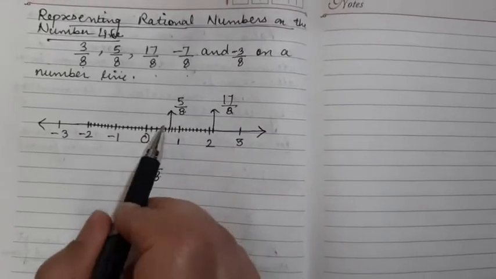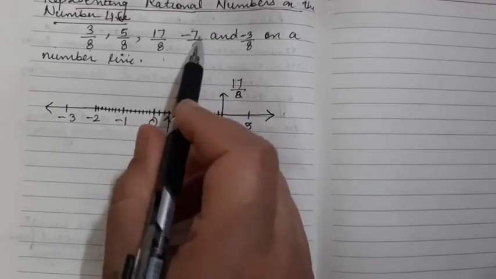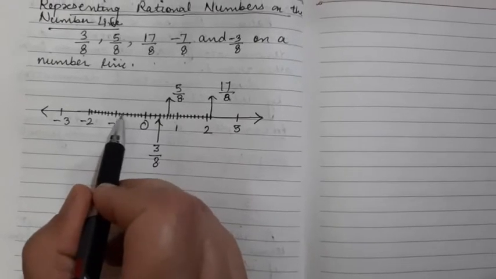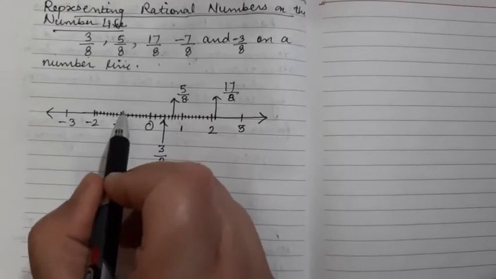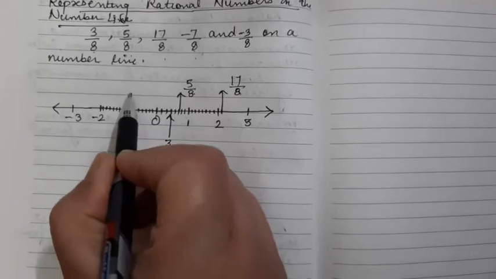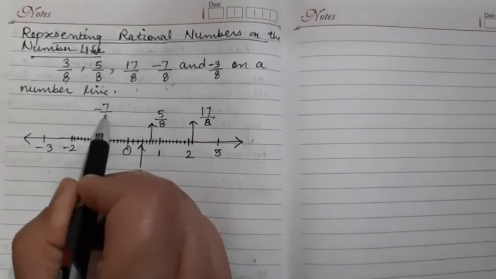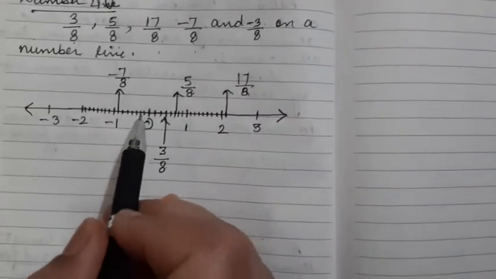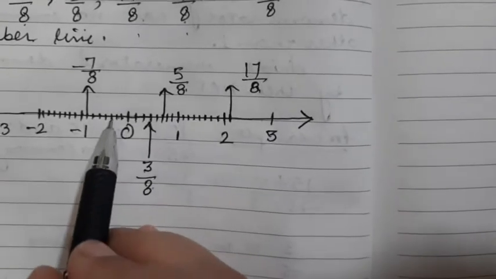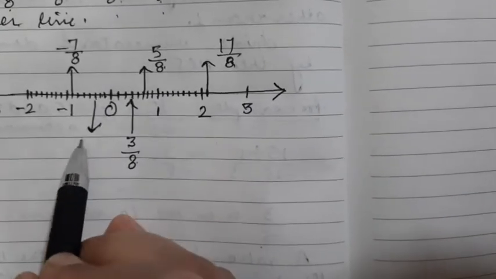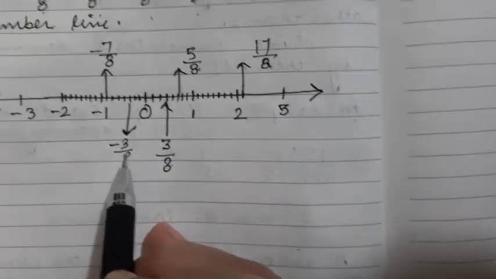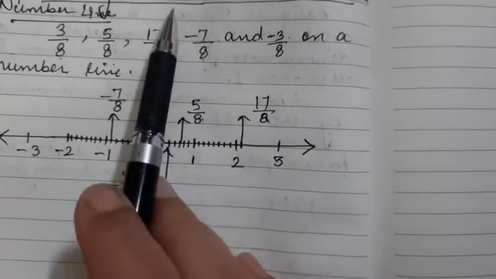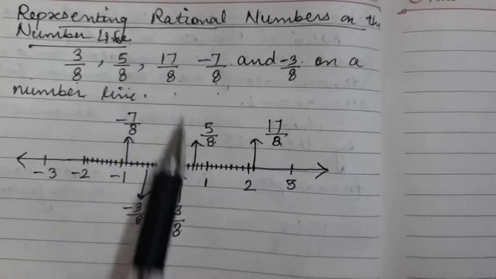Minus 7 by 8. Minus 7 means left of 0. 1, 2, 3, 4, 5, 6, 7. So this is marked as minus 7 by 8. Next is minus 3 by 8. Again on the left side 1, 2, and this is 3. Minus 3 by 8. So this is the representation of rational numbers on the number line.